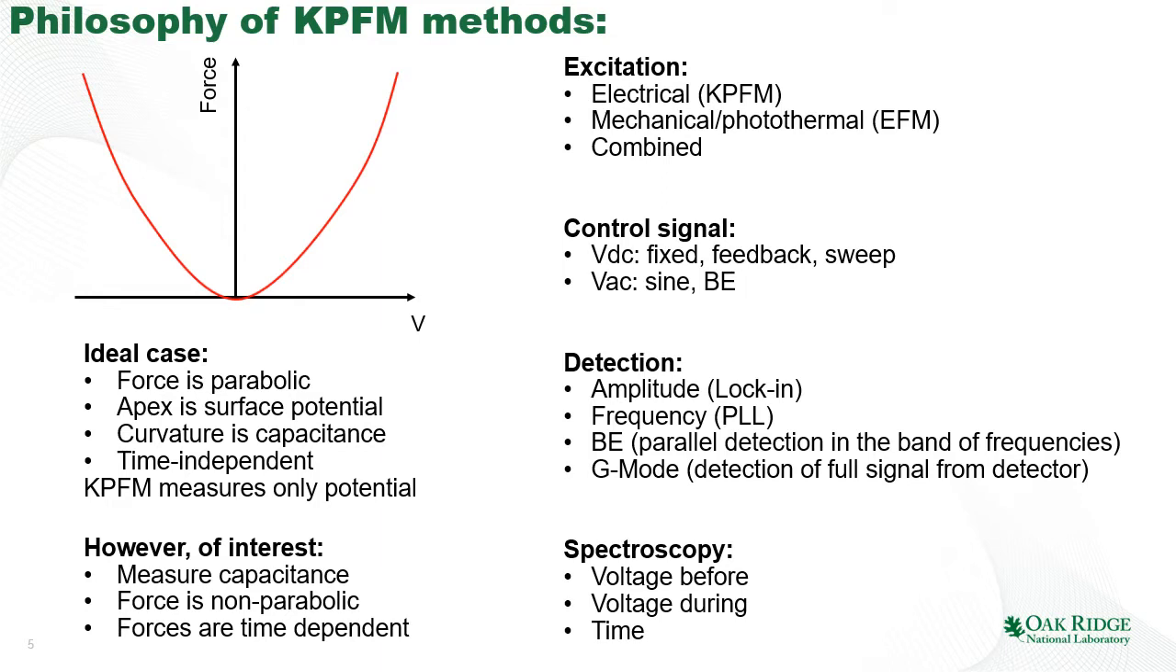There are other cases. For example, if the material is a semiconductor, the forces can be non-parabolic because of the accumulation and depletion effects below the tip. If we deal with a quantum system, then the forces would be strongly non-parabolic due to tunneling and other interesting quantum electrostatic phenomena. The second thing is that the forces can be time dependent. So obviously the classical KPFM measurements, which measure only potential, are going to give some bogus information in those cases.